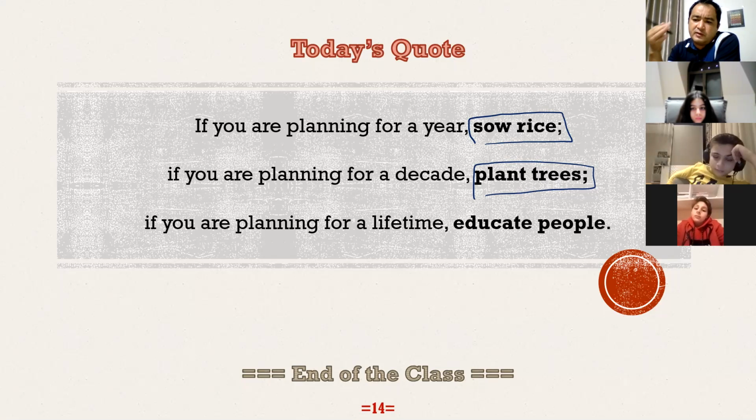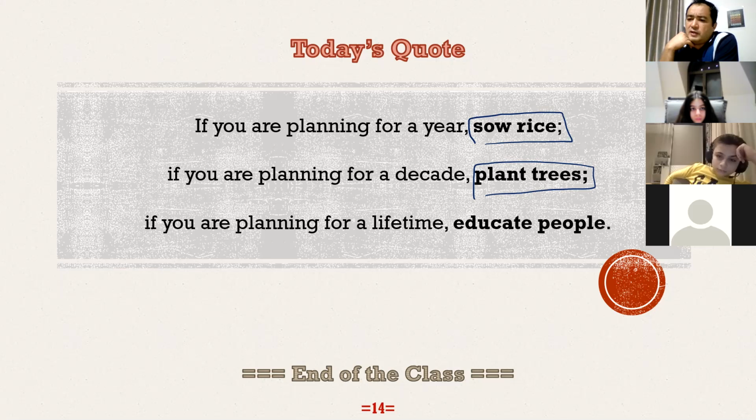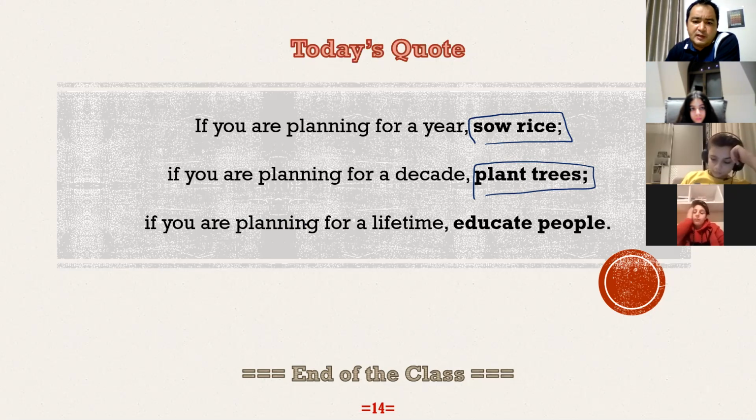Your parents find teachers and arrange these classes so that you can get a good education. And once you get educated, you will use this education your whole lifetime, right? Because you are going to get education until the age of maybe 20 or 25. After that, you don't stop, but it will be much slower. At that time, you just use what you have learned. And that's why it says that if you are planning for a lifetime, educate people.